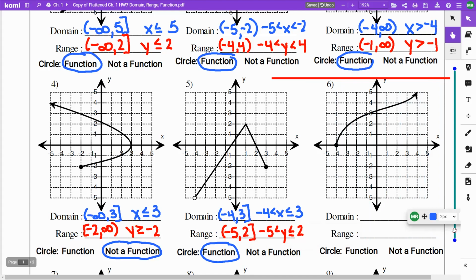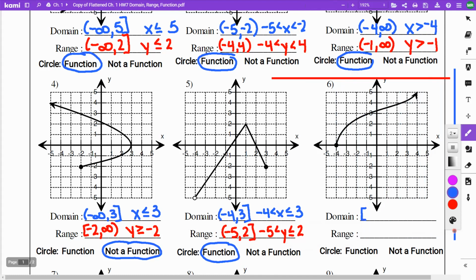So this is going to be square bracket, -4 to infinity, open bracket. So that would be -4 less than or equal to x. Actually, I'm going to do it this way. It's going to be x greater than or equal to -4. And for my range, oh, and we had decided that this one was going to be a function.